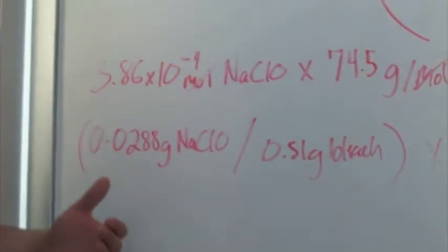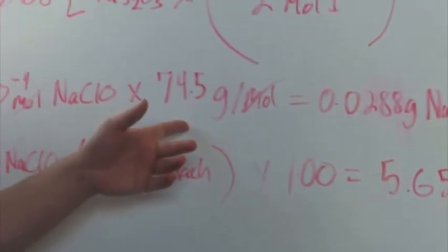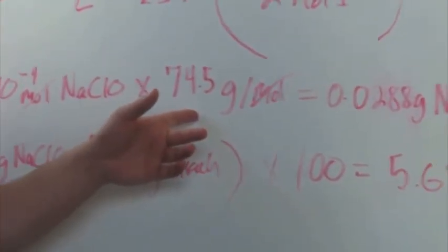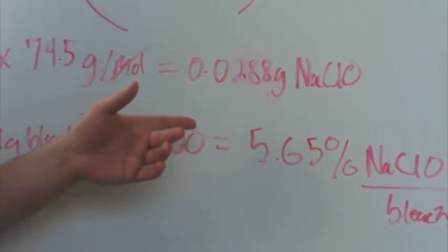So the next piece of this equation is we're going to take our moles that we just found of NaClO and multiply it by the molar weight of NaClO, which gives us 0.0288 grams NaClO.